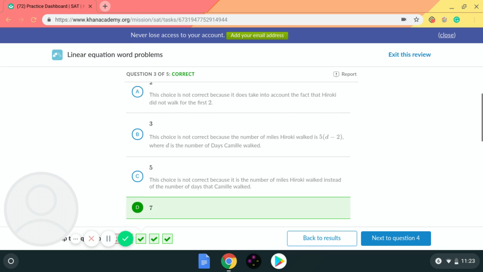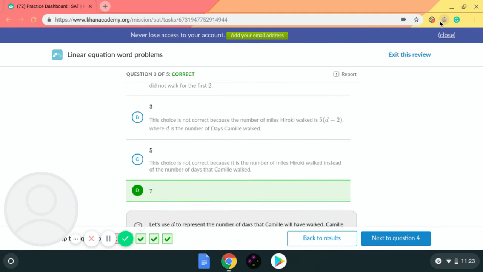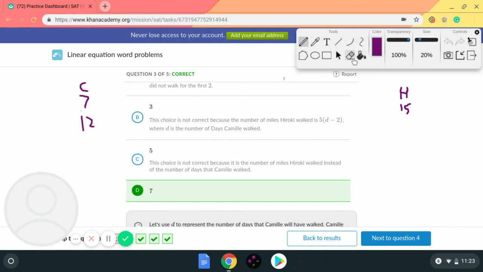Now, if we scroll down, we see that our last answer choice is 7. Now, we could automatically just say, yes, this is the answer, because I've eliminated every other choice. But we're just going to go over it anyway. So, when Camille, I could have kept the 7. That was a mistake on my part.